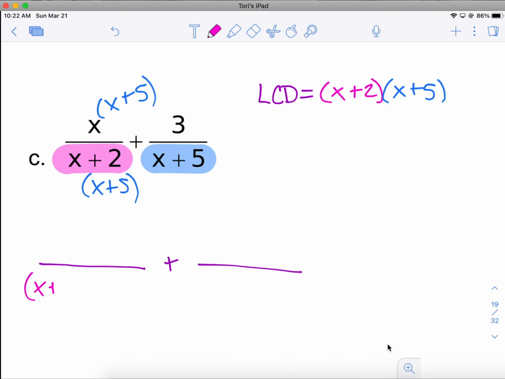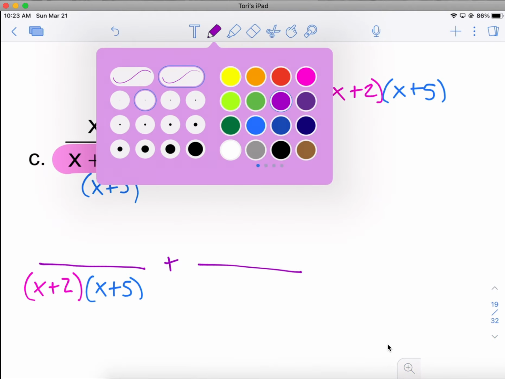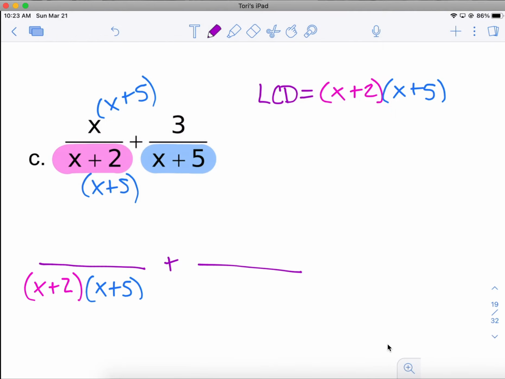So he has an x plus 2 and an x plus 5 on the bottom. On the top, when I put that part together, think about it like distributing here. X squared plus 5x. Okay? Now we're going to do the same thing on the right-hand side.